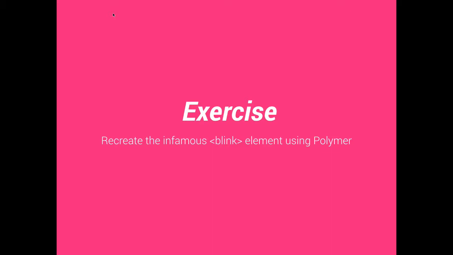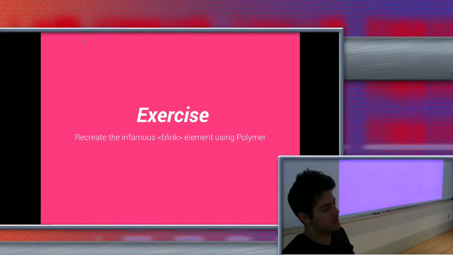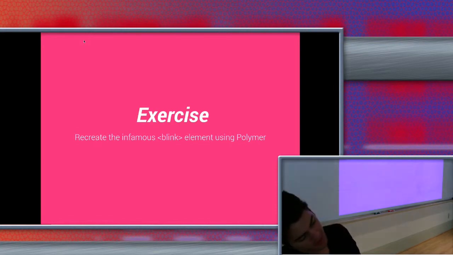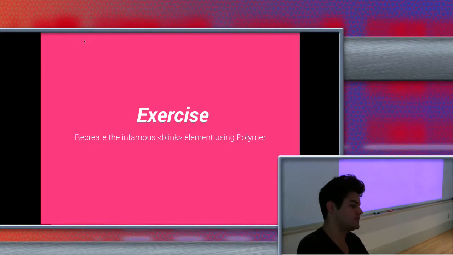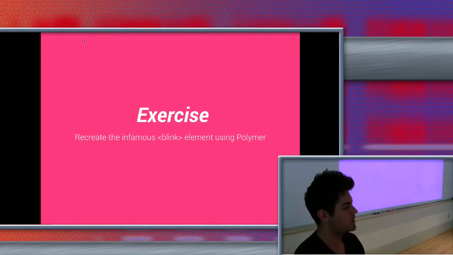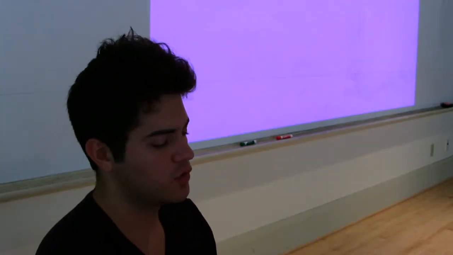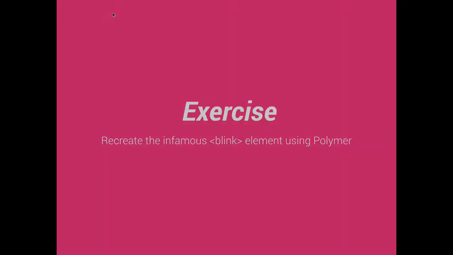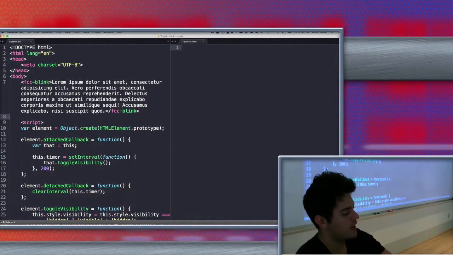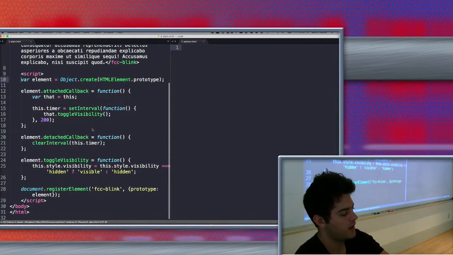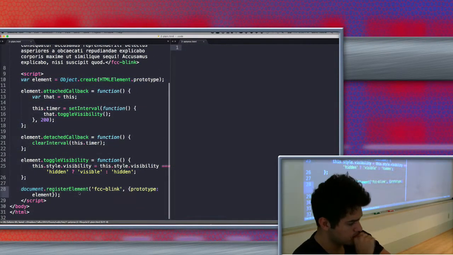So before lunch, we were trying to recreate the blink tag that we have recreated with web components, just with plain JavaScript. And right now, we want to do the same tag, same behavior, but using Polymer. So let's solve this problem. On the left side, I have my FCC blink tag, and I have my element definition. I have all that.